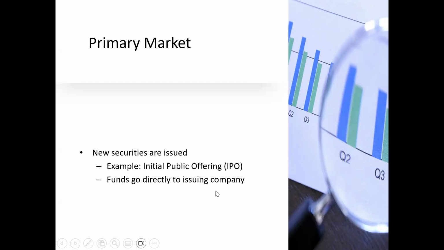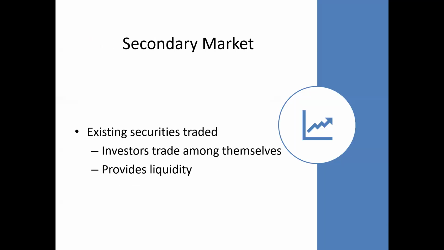Then after the firm directly issues the shares, and you invested by buying directly from the firm, if after that you want to buy or sell, you need to do it at the secondary market, because now it has become existing securities or existing shares, okay? So existing securities are traded, investors trade among themselves on the secondary market.